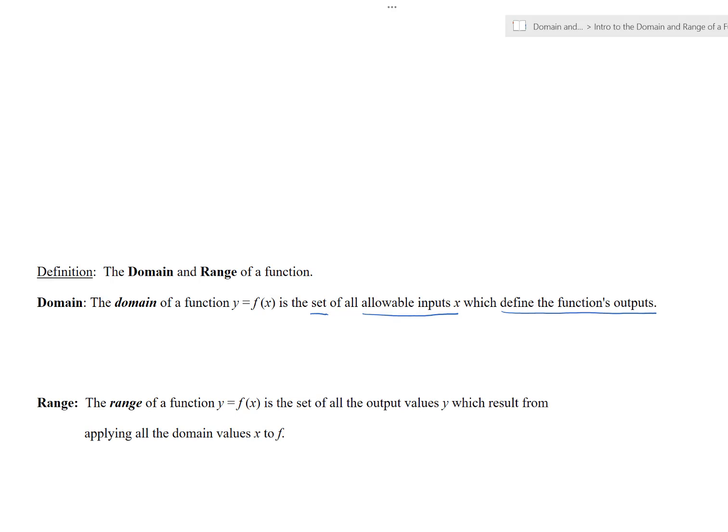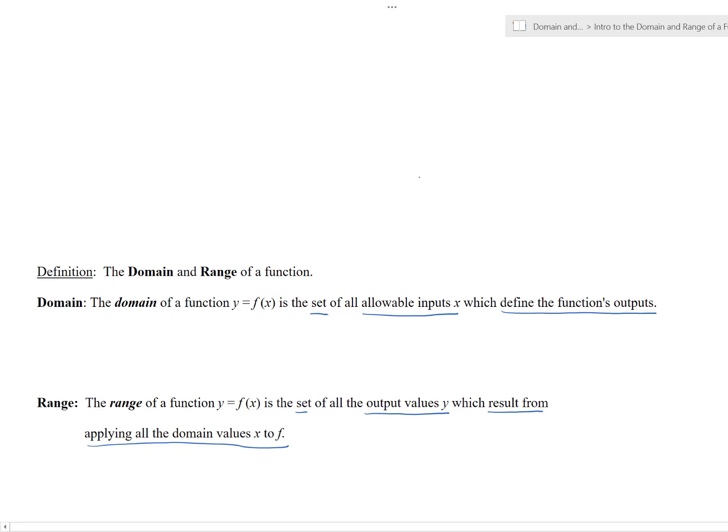Range, likewise, is the set of all the corresponding output values, which result from applying all the domain values, x values. If we apply the rule f to all the input values x, we get the outputs, and all of those outputs as a set is our range.